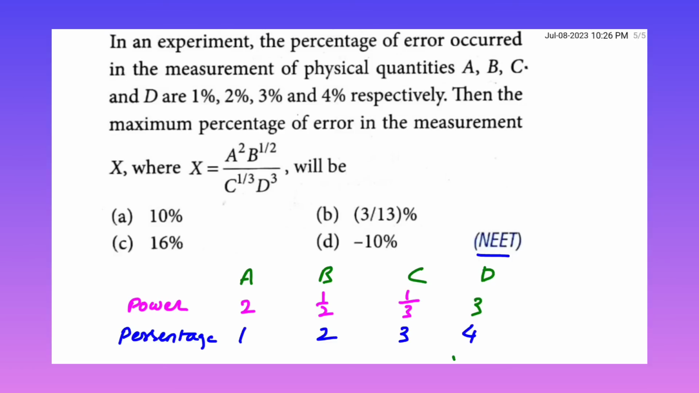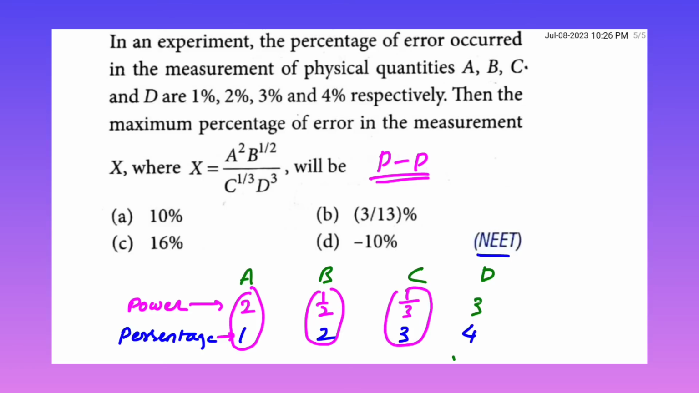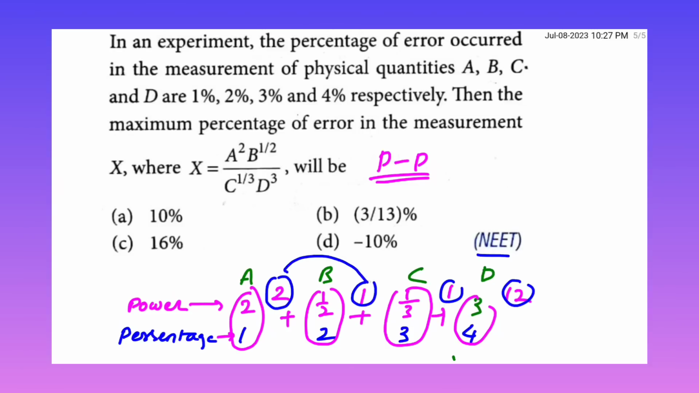There is one technique called the power percentage technique. The simple thing is, I have written powers here and percentages here. You just multiply all these powers and add them, so your answer will be ready. For example, 2 into 1 is 2, and half into 2 is nothing but 1. 1 by 3 into 3 is nothing but again 1, and 3 into 4 is nothing but 12. So you have to take 2, 1, 1 and 12 and add them.